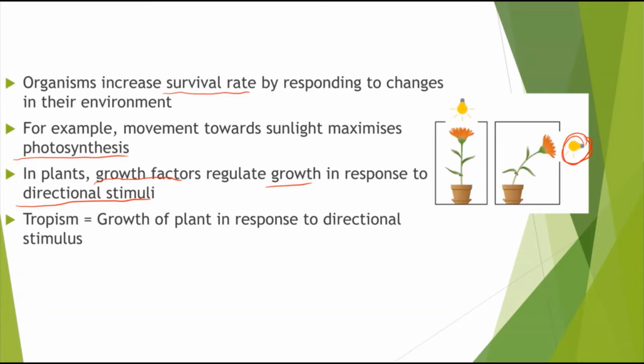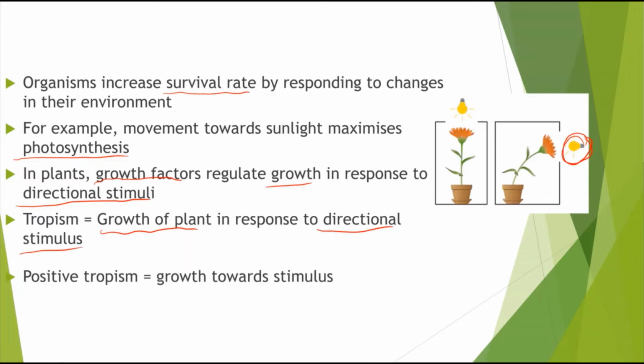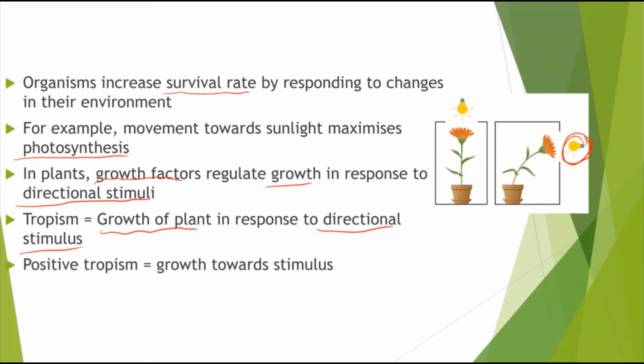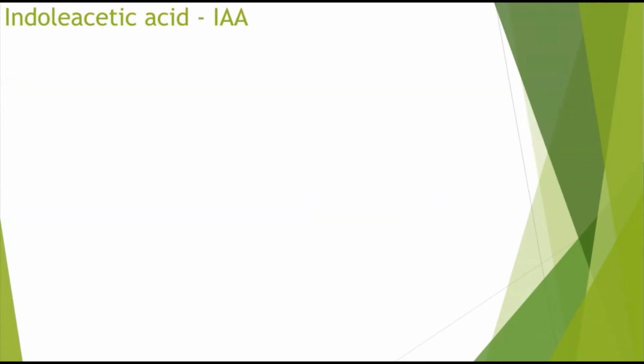Tropism is basically the growth of a plant in response to a directional stimulus. And we have positive tropism, which is growth towards the stimulus, or we can have negative tropism, which is just growth away from the stimulus. Okay, so now just looking at indole acetic acid, which is also called IAA.